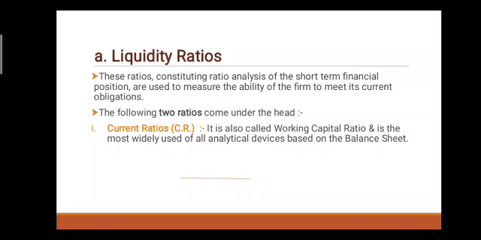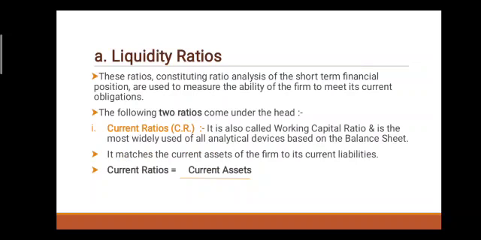It is also called working capital ratio and is the most widely used of all analytical devices based on the balance sheet. It matches the current assets of the firm to its current liabilities. Current ratio is equal to current assets divided by current liabilities.